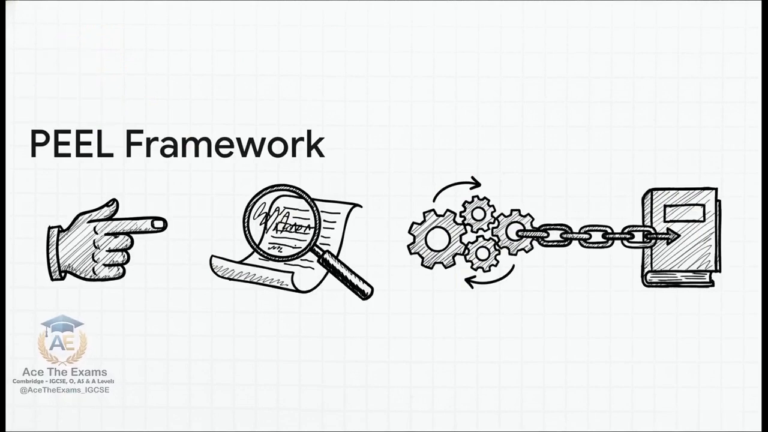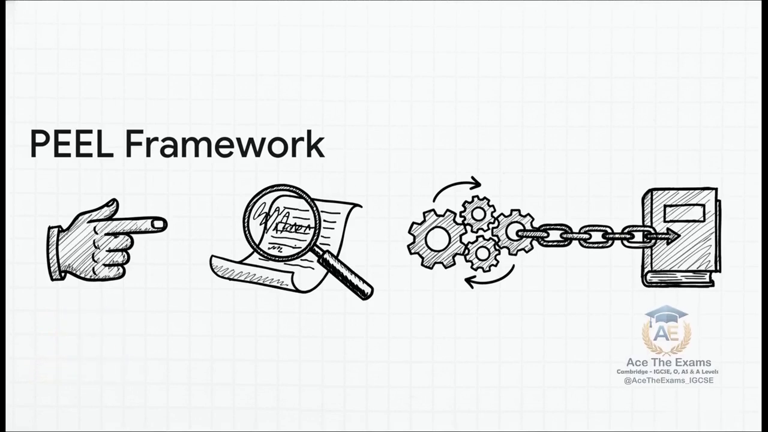P stands for point. Simply state the relationship clearly right out of the gate. E is for evidence. Pull the specific entity names straight from the scenario text provided in the exam. E is for explanation. Detail the technical mechanics. If you identified a many-to-many relationship, this is where you explain that a junction table must be created utilizing a composite primary key. And L is for link. Connect it all back to the context. Why does this specific library system benefit from this structure? Because it prevents a single book's title from being redundantly duplicated thousands of times across the database.